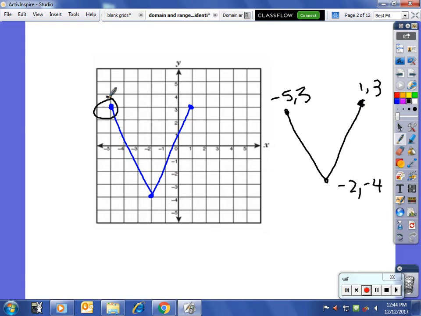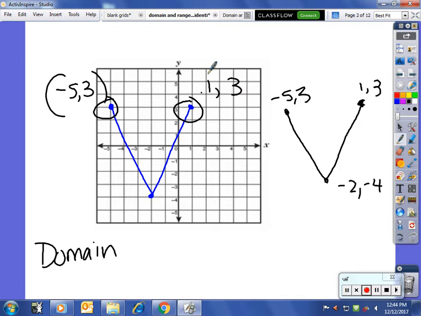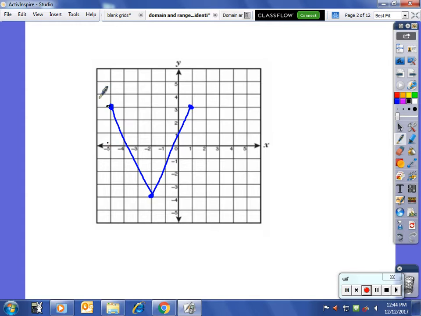For domain, you want to look at the left and right edge. And domain is only about x's. So when I'm looking at this point, -5, 3, and this point over here, 1, 3, I only care about the x's if I'm talking about domain. So I don't even bother with the 3's. What's the lowest x value on this problem? -5. Because this stopped right here. What's the highest x value? 1.